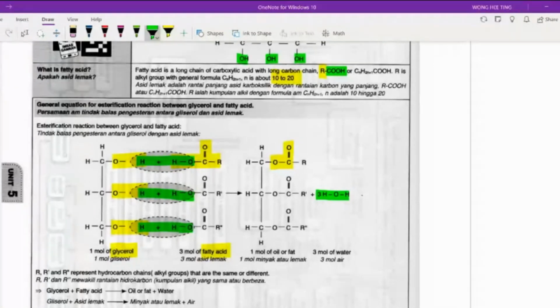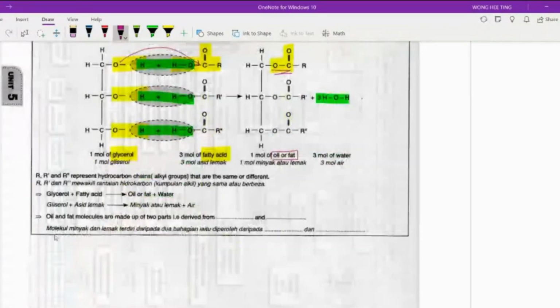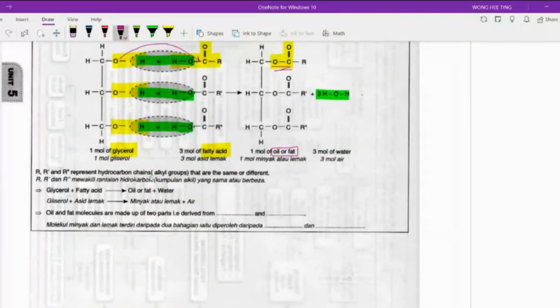Then after that you combine them together. This one connects to here, and all of these connect to this C. So it becomes like this. You combine, like this. So this is called oil and fat. R represents the hydrocarbon chain, the alkyl groups that are the same or different. So glycerol with fatty acid produces oil and fat, or fat with water.